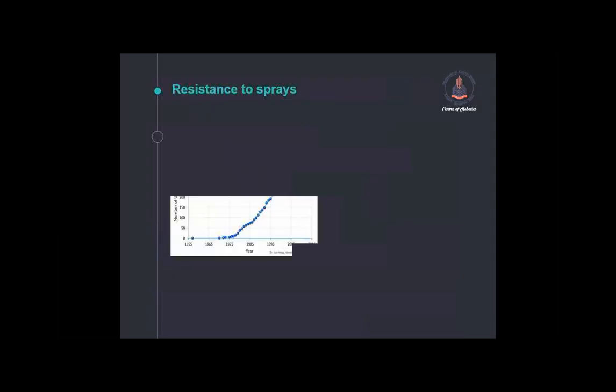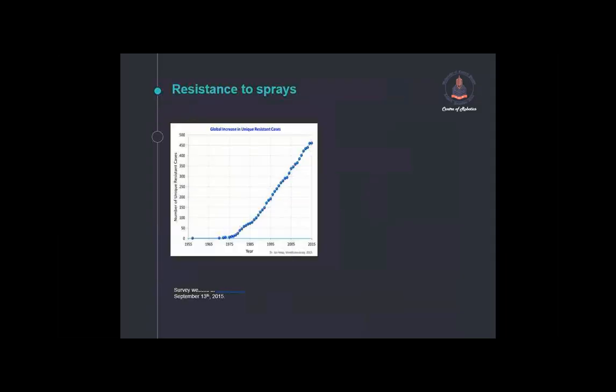Here we list the number of weed types which have become resistant to herbicides that were used against them. Around 1970s, we can see the number is very small. There are two or three weeds which developed this resistance. But around 2015, we have more than 450 types of weeds which have developed resistance to traditional herbicides.